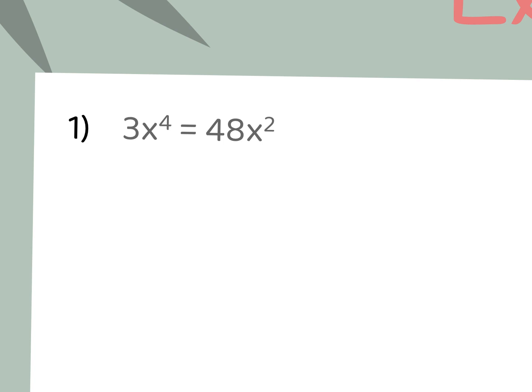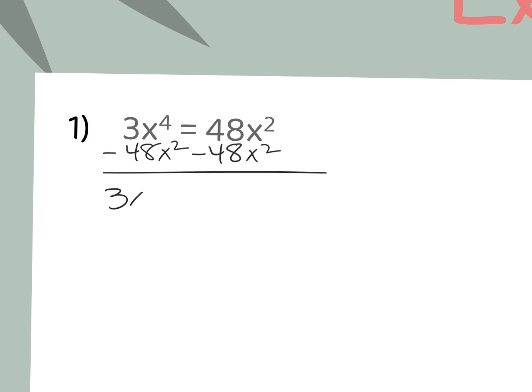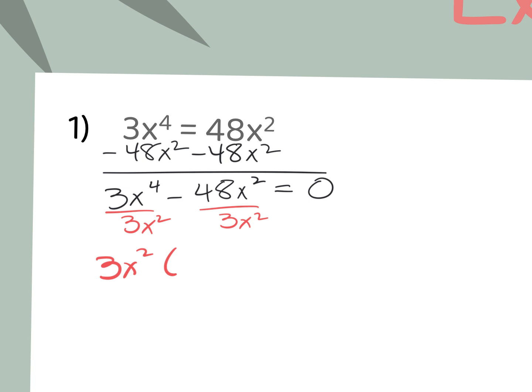Now, I need to set my equation equal to 0. So I'm going to subtract the 48x squared from both sides. And I get 3x to the 4th minus 48x squared equals 0. My next step is to try to factor this. I could factor out a greatest common factor of 3x squared. So that's what I'm going to factor out first, and then I'm going to see if what remains is something that can still be factored further.